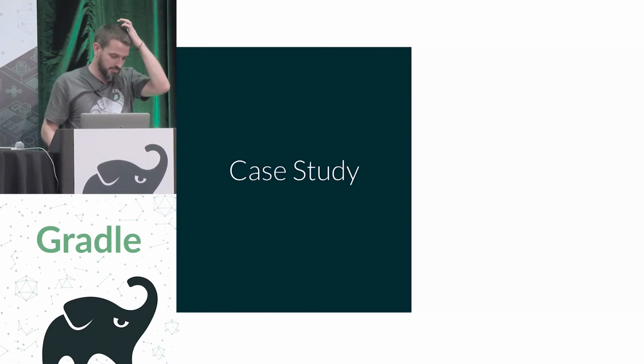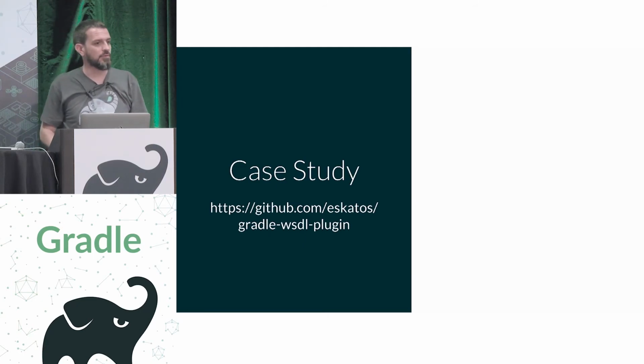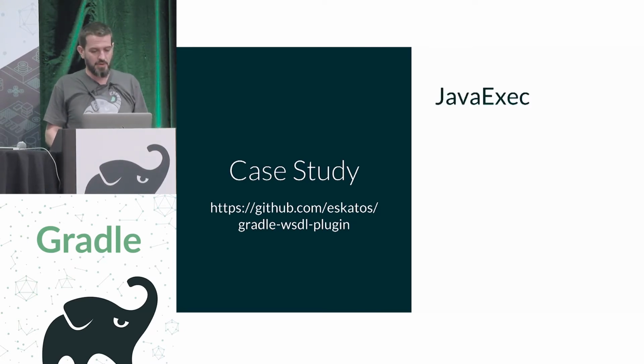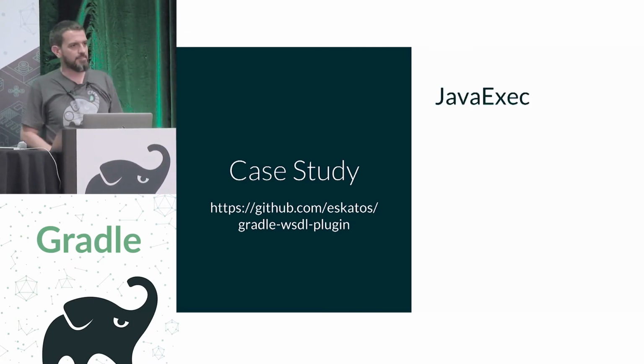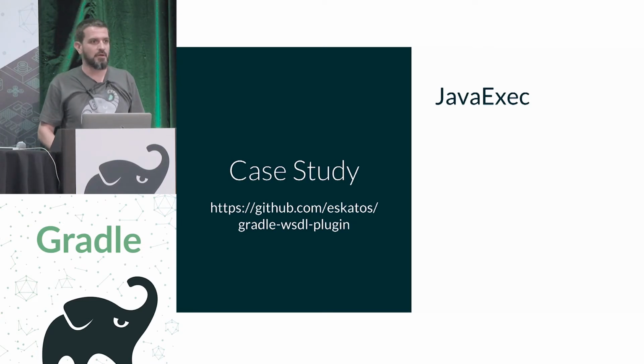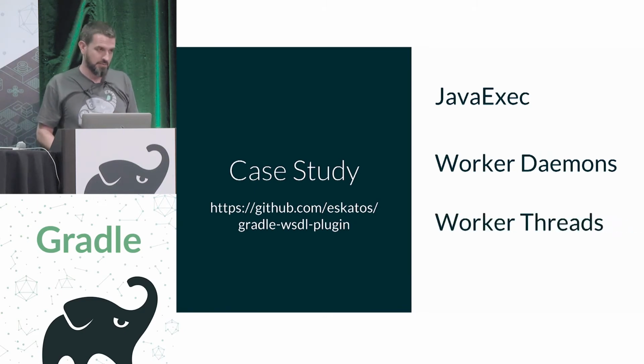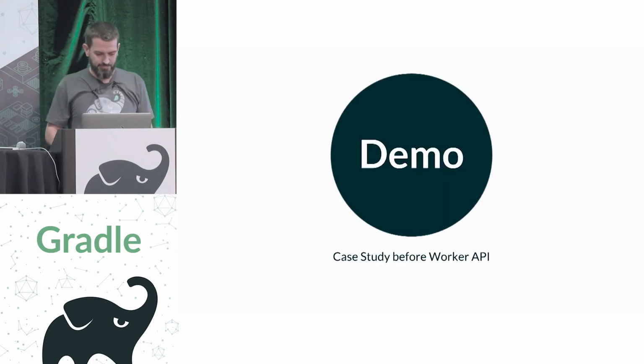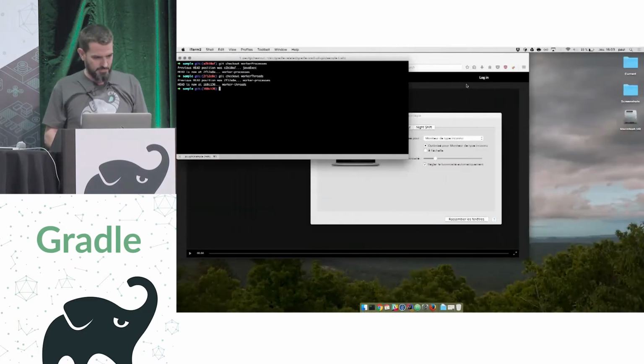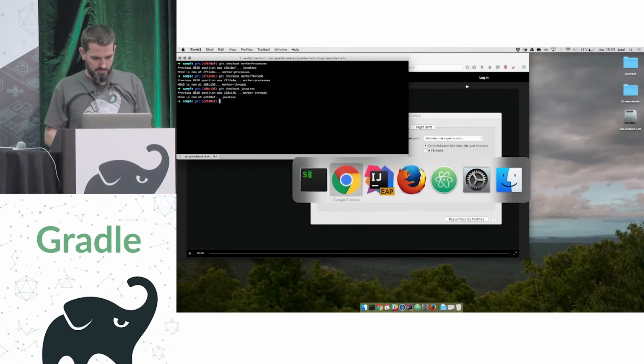So we're going to look at a pretty simple case study, which is generating Java code from WSDL files. As a first step, we implemented a plugin using the good old Java exec that just forks and uses a WS import tool. And then we will look at how to leverage the worker daemons, that is the process isolation mode, and then use worker threads. Okay, so let's look.